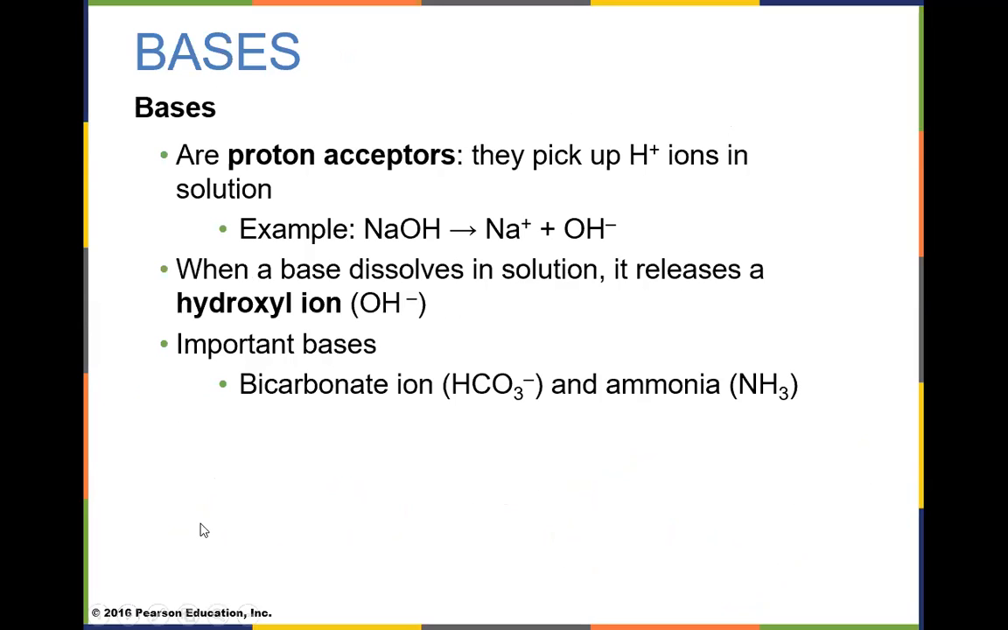Bases are just the opposite of an acid. Remember, if nothing else, remember this: acids are proton donors. Bases are proton acceptors. They will grab the hydrogen ions. So bases give off what we call the hydroxyl ion.